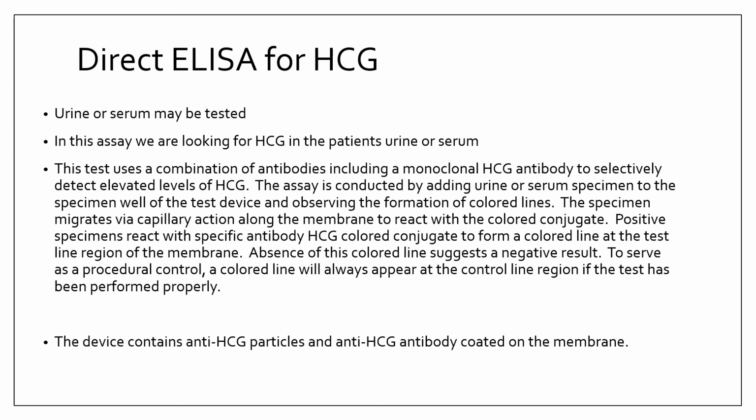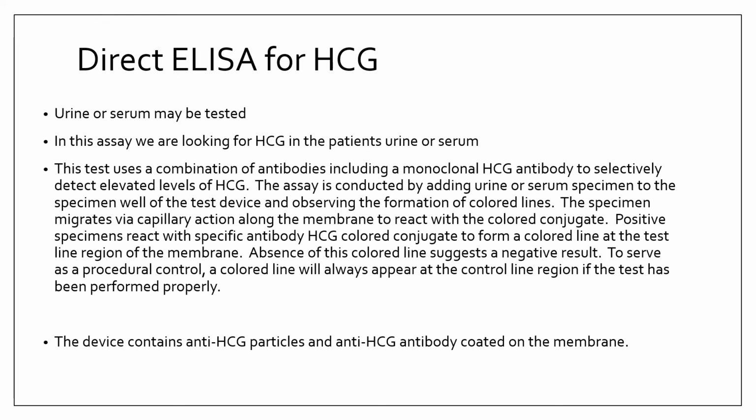So like I said, the most common way to evaluate HCG is by doing a direct ELISA test. This is a kit test that uses either urine or serum. Okay, we're looking for HCG in the patient's urine or serum. The test uses a combination of antibodies, including a monoclonal HCG antibody, to selectively detect elevated levels of HCG. The assay is conducted by adding urine or serum specimen to the specimen well of the test device and observing for the formation of colored lines. This is very similar technology to the strep throat streptococcus antigen kit.